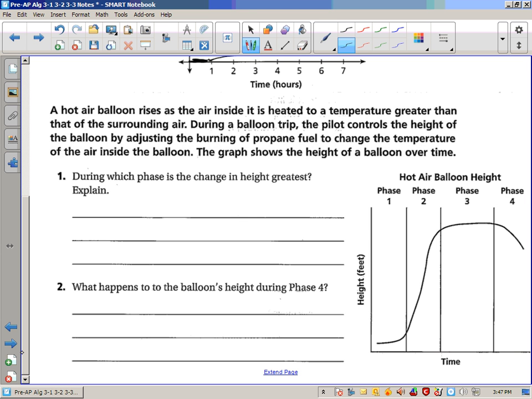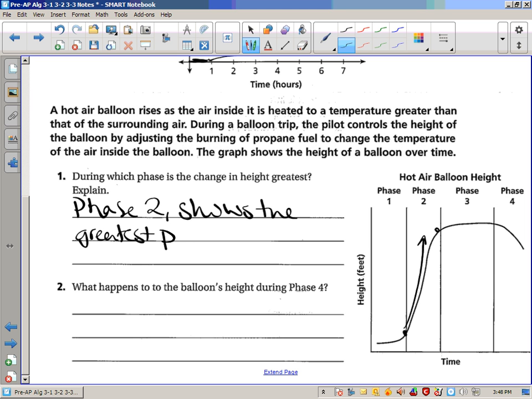Looks like we've got 4 phases. It says, during which phase is the change in height the greatest? Explain. Well, again, pretty much common sense here. Looks like that would be phase 2. Because it goes up the steepest. So we start here at the beginning of phase 2, and here that's a pretty big jump from left to right. So this shows, and if we talk about slope, positive slope shows the greatest positive slope.